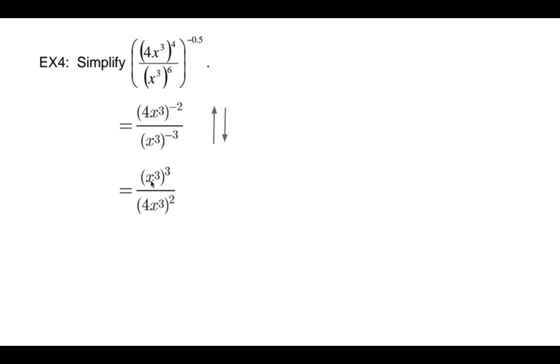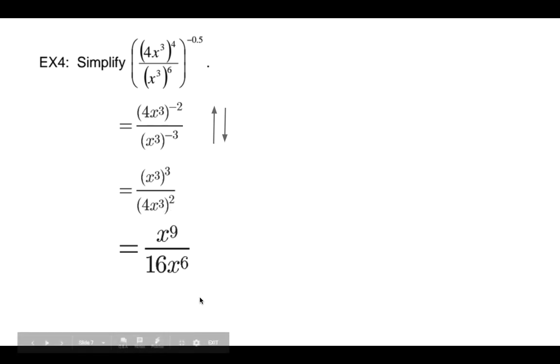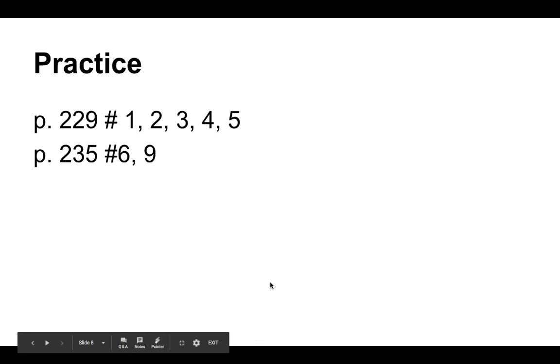But now the nice thing is we don't have any more negative exponents. So we've got x to the 9 on top, 16x to the 6 on the bottom. Remember that 4 has to hit the 2 as well. X cubed to the 6. Now we can reduce the x to the 9 and x to the 6 as x cubed over 16.